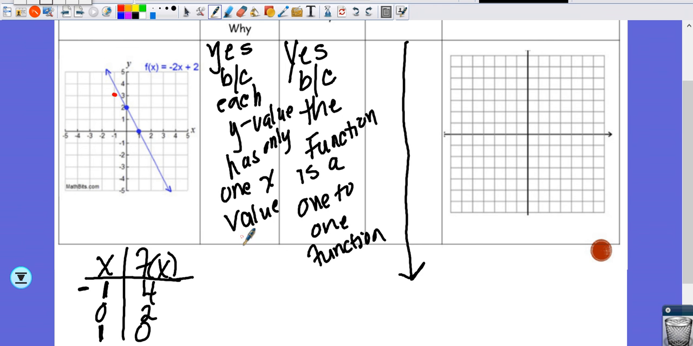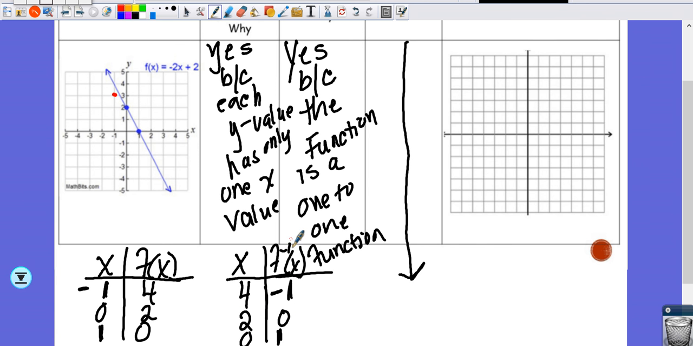And now the definition of finding the inverse means to switch the x and the y value. So when I do the inverse, and this is the symbol for inverse, that means I switch the x and the y value. So f inverse of that would be 4, negative 1, 2, 0, and 0, 1. And this is the inverse symbol.